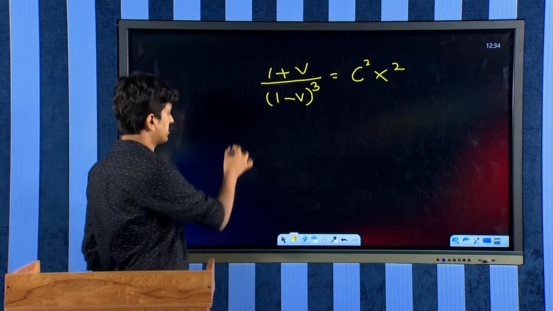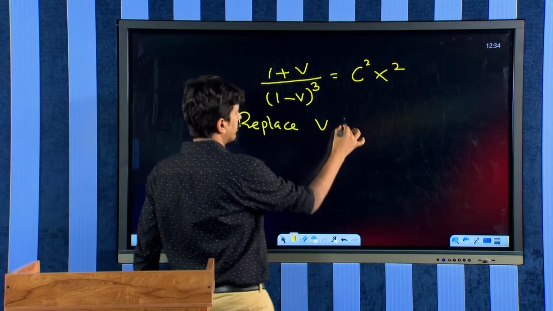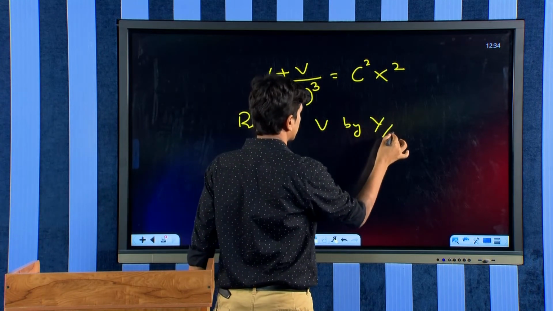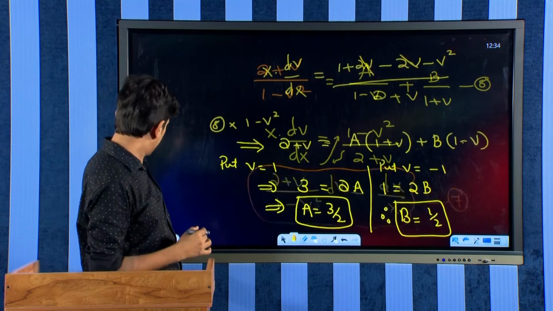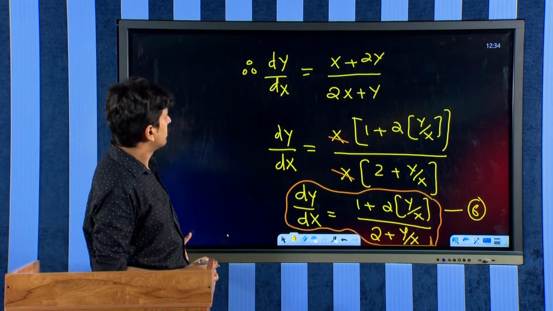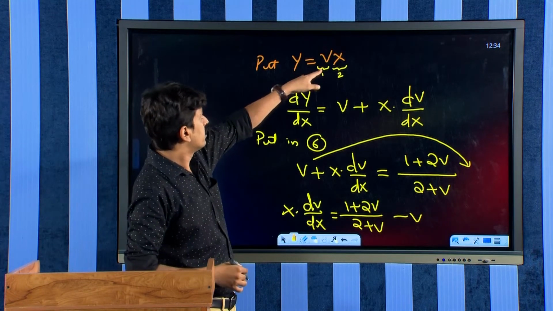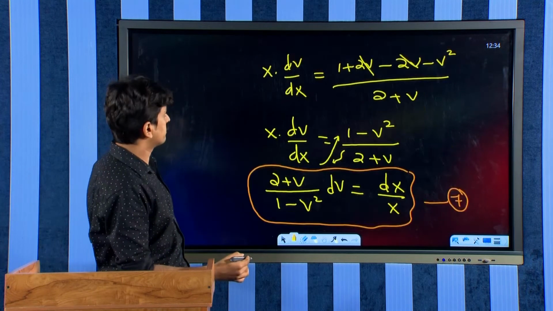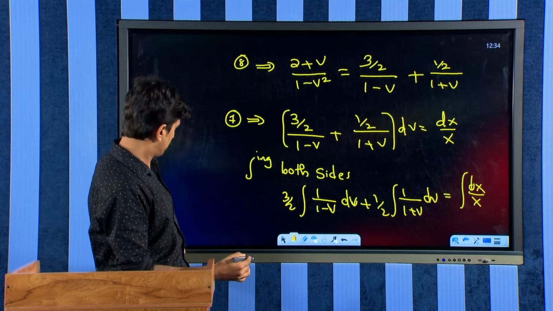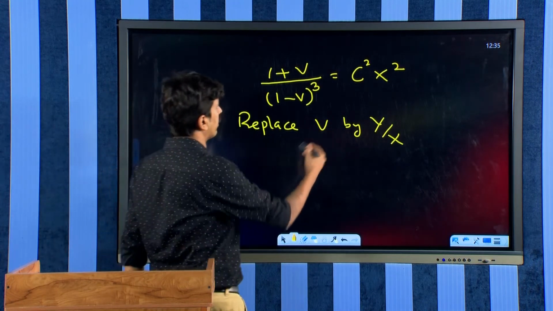So, we can replace v by y by x. We just started the problem by giving the substitution y is equal to vx. Therefore, v is equal to y by x. Okay, fine. So, we will have v is equal to y by x.